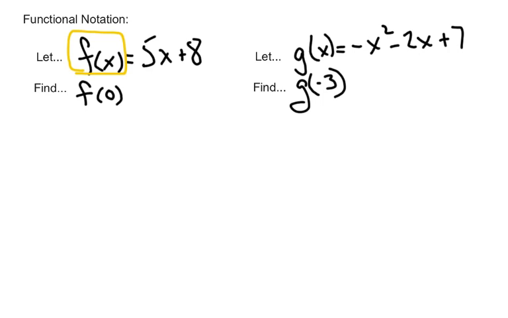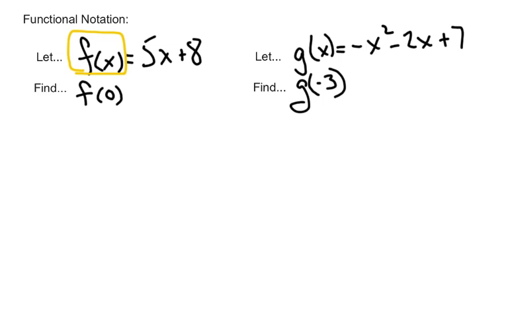But with functional notation, what we do is we name the function. This function's name is f. So function f evaluated at x is equal to 5x plus 8. Now that does not say 5 or f times x is equal to 5x plus 8. That's not what it says at all. What it says is the function, whose name is f, evaluated at x is going to be equal to 5x plus 8.